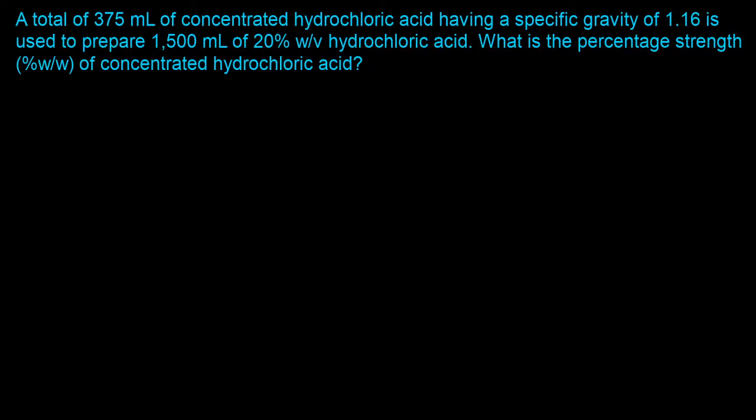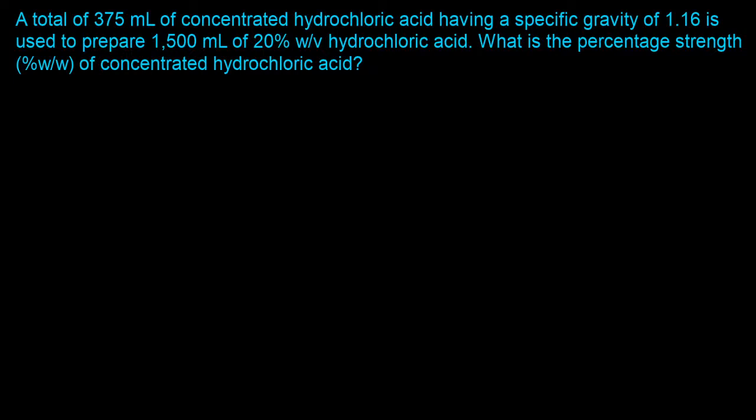So here the question says a total of 375 milliliters of concentrated hydrochloric acid having a specific gravity of 1.16 is used to prepare 1500 milliliters of 20% weight by volume hydrochloric acid. What is the percentage strength weight by weight of concentrated hydrochloric acid?